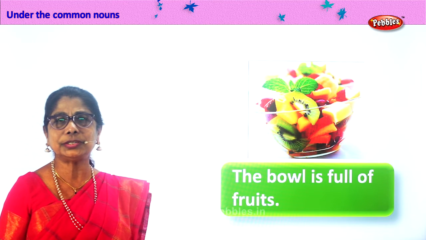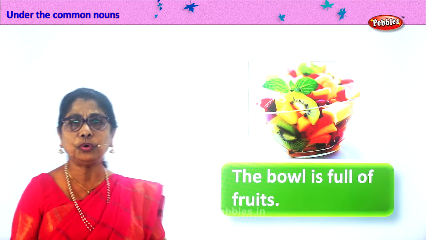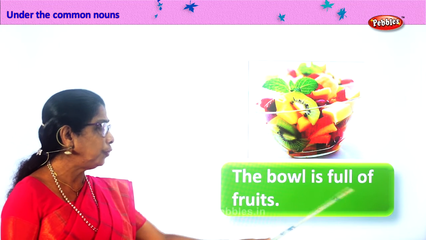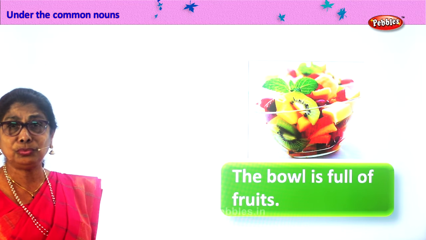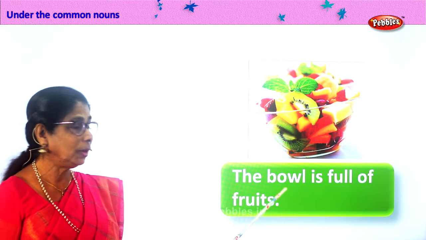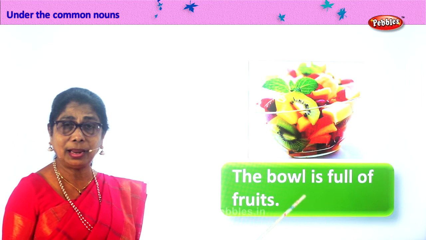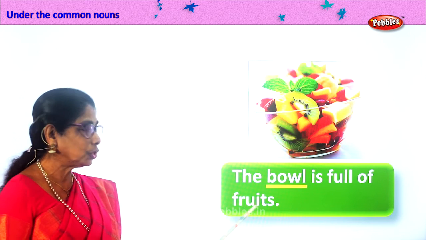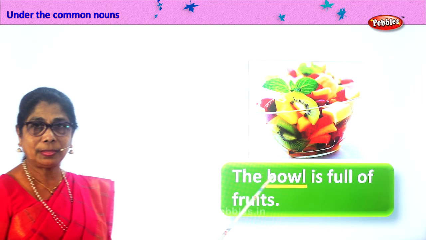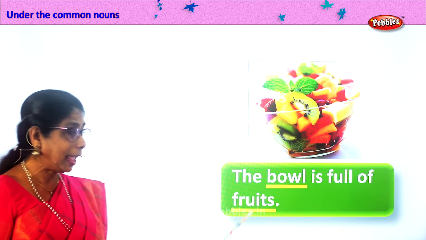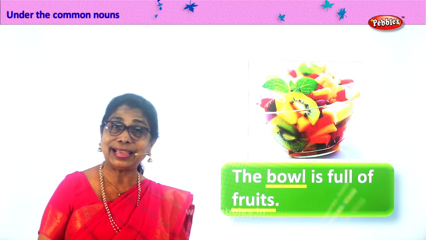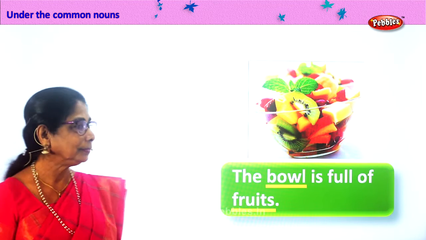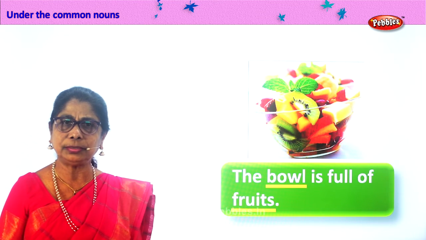Look how delicious, yummy it looks. A bowl full of fruits. Lovely. Let's read. The bowl is full of fruits, cut up fruits. Bowl. What is bowl? Common noun. We underline bowl. What does it have? It has fruits. So we underline fruits. The bowl is full of fruits. Bowl and fruits, two common nouns in this sentence. Yes?